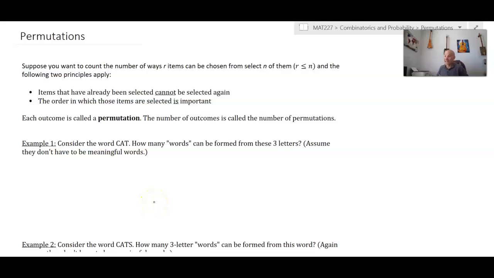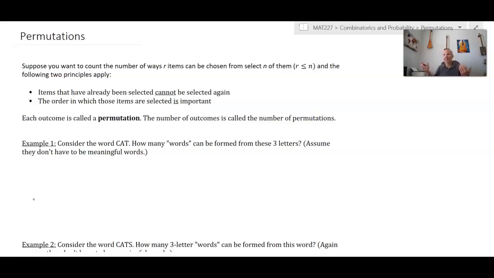There are often guidelines behind the type of counting that we want to do, and here is one of them. Suppose you want to count the number of ways that r items can be chosen from n of them, where r is less than or equal to n. So in other words, I have n total objects, and I want to select r of them.